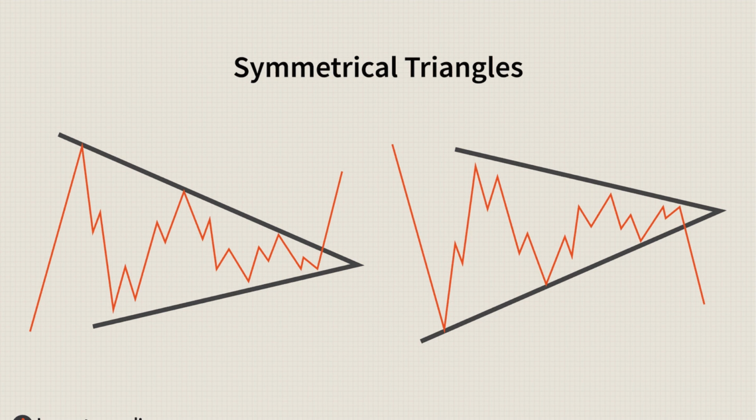They typically look for a breakout above the upper trend line, indicating a bullish move, or a breakdown below the lower trend line, indicating a bearish move. The breakout is usually accompanied by an increase in trading volume, confirming the validity of the breakout. It's important to note that not all symmetrical triangles result in a significant breakout.